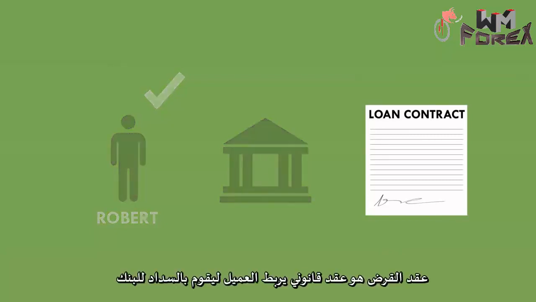This loan contract is a legal contract that binds the customer to make repayments to the bank. This means that it is a legal contract that is considered to be worth £10,000 plus the interest. Because it's an asset, Barclays can record the loan on its balance sheet.